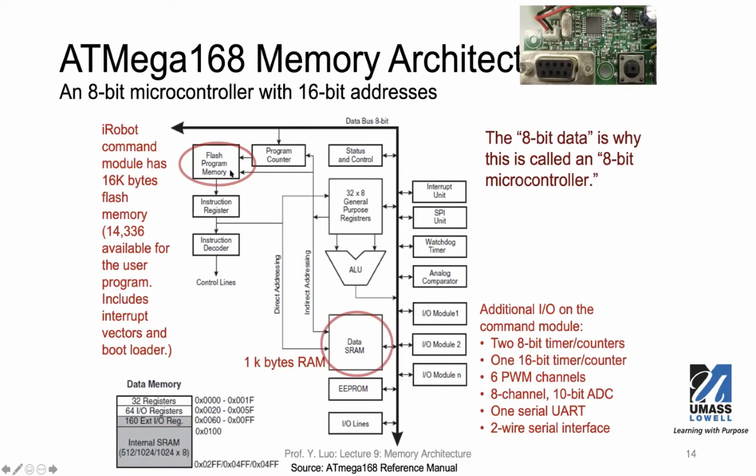Flash memory is for storing instructions. So when you program, the instructions generated by the compiler will be put into flash memory, and they will stay there until you program it again. So it will stay there when you power off. This data SRAM is where you store the general purpose data, any temporary variables that you use in your computation, in your program.